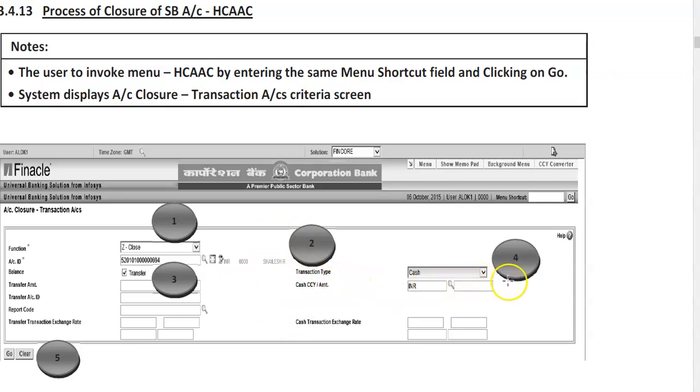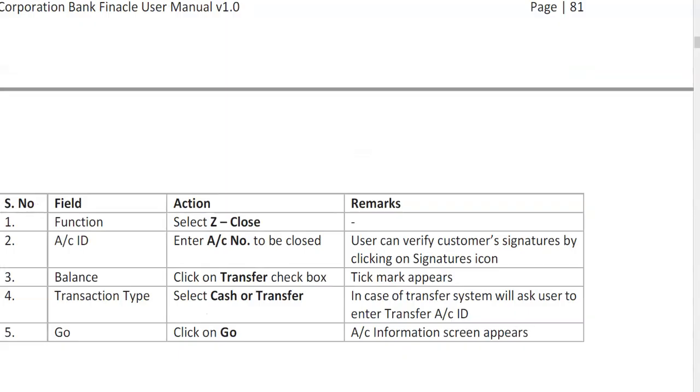Transaction type cash, balance has to be transferred, the T will automatically come here. So he wants his remaining amount to be given in cash itself, right? And click on go here. Function Z for closure, the account ID has to be entered here. The user can verify customer signatures by clicking on the signature icon, right? Next to your details icon, there is a signature icon. You can click on this and the system.